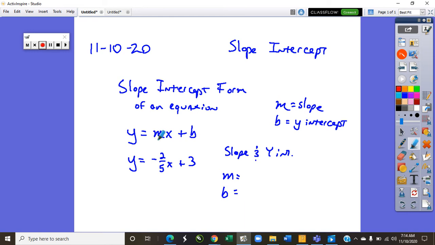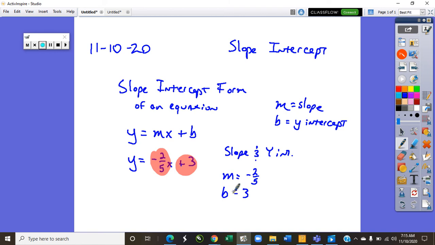Let's go over here and let's look. What is in place of this m? This. That's going to be my slope. So what am I going to write as far as my slope? Negative 2 over 5. Okay. And what's going to be my y-intercept? Well, I want to include the sign that's in front of this. Okay. So what kind of 3 is this? This is a positive 3. Okay. So from this equation, I was able to identify my slope right here and my y-intercept. Okay. Does that make sense?